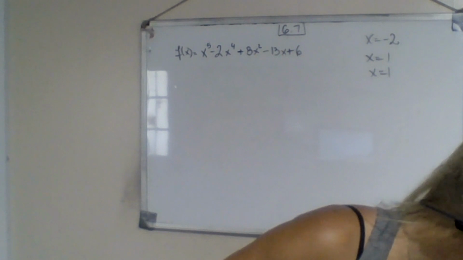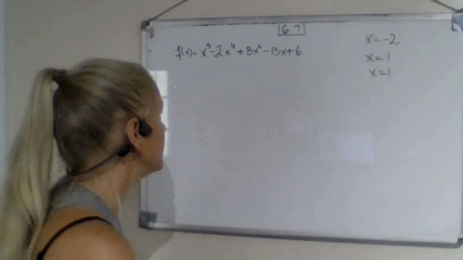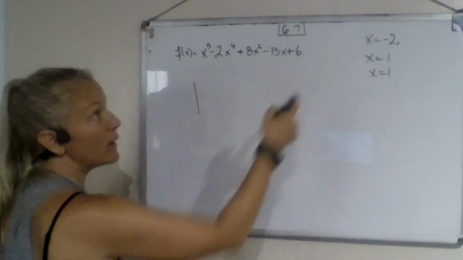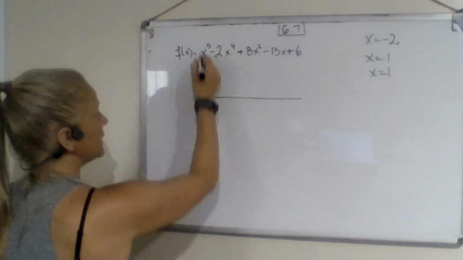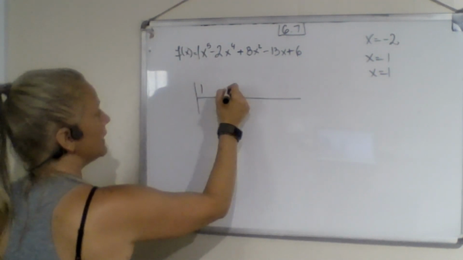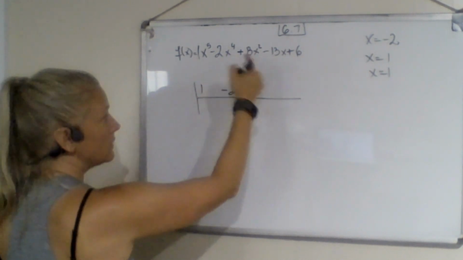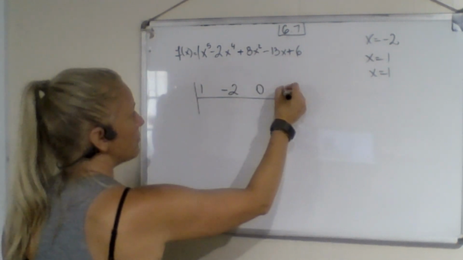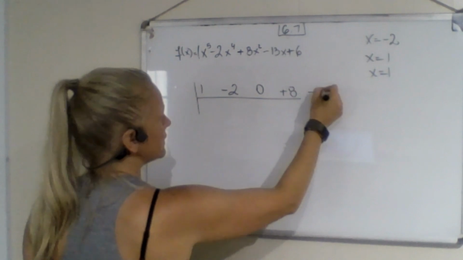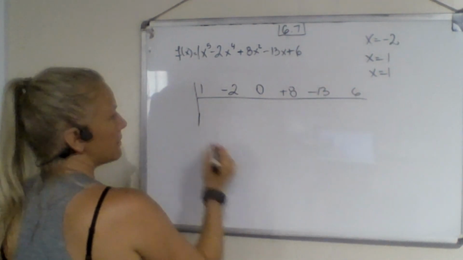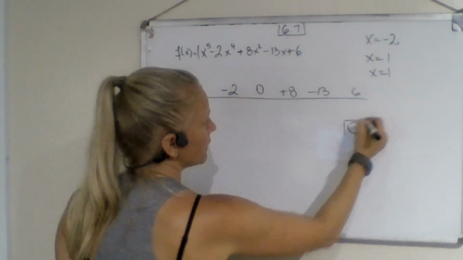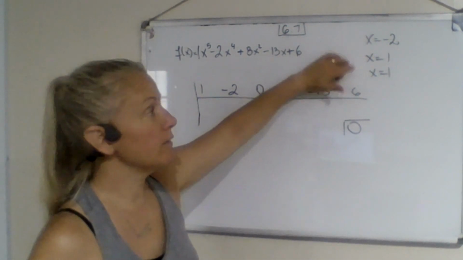So I'm going to play with synthetic division. I already know what I'm going to divide by. I just need to find out what my next polynomial is. Let's go with this. That's a 1, 1, -2. I'm missing x to the third, so that makes it a 0. Positive 8, -13, positive 6. Remember, I already know that by the time I'm done, I'm going to end up with a big fat 0 here, because either one of these is going to be a solution.